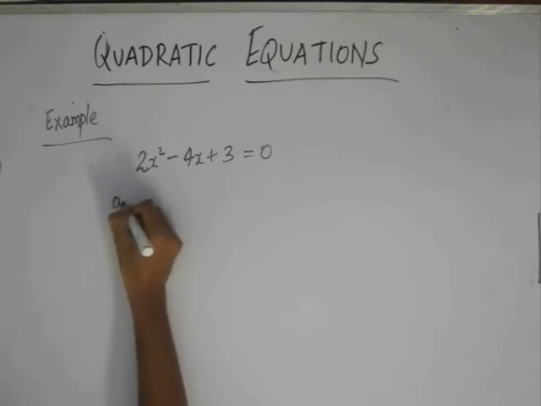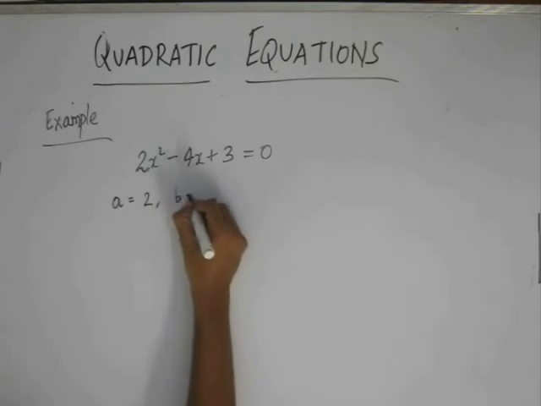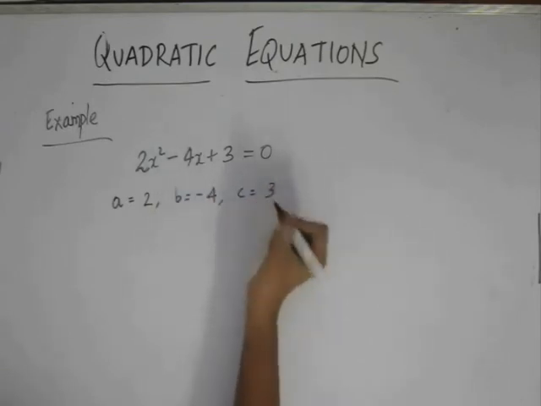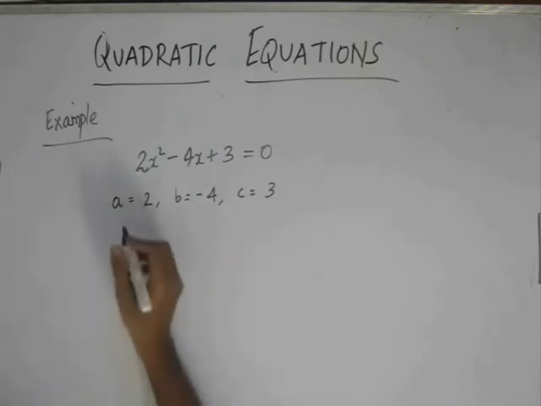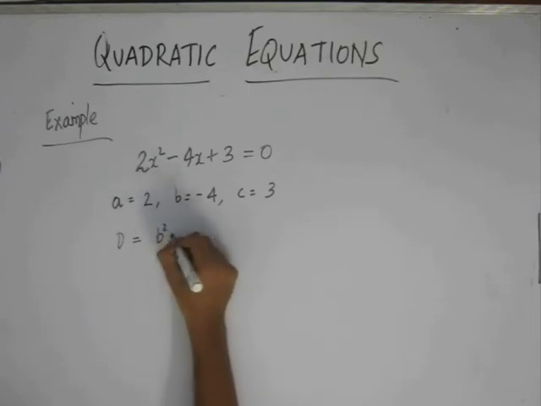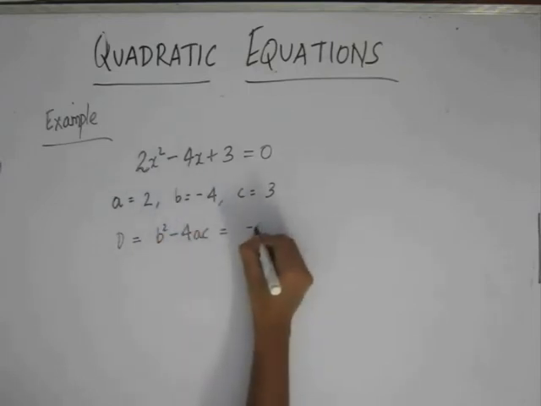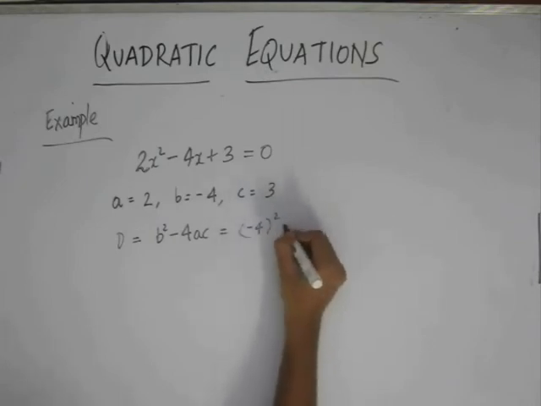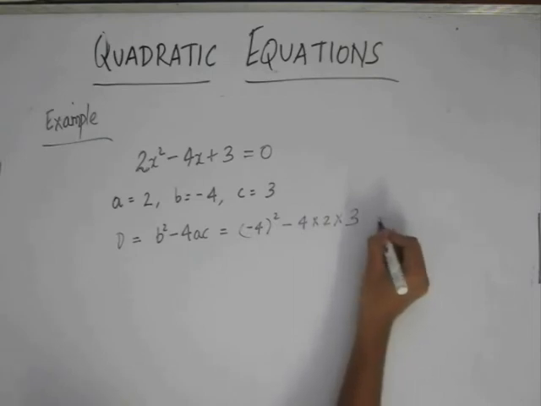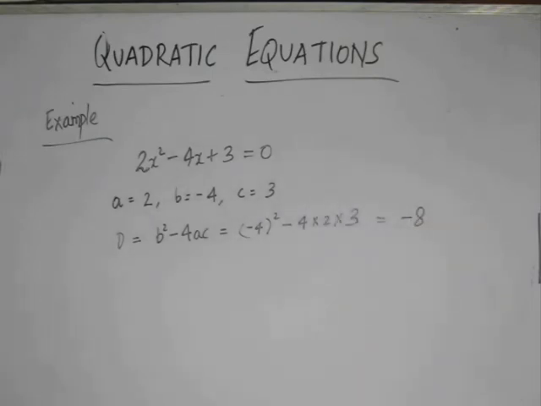In this case, from the general terminology, the value of a is 2, the value of b is minus 4 and the value of c is 3. As per our definition, the discriminant has a value of b square minus 4ac, and substituting here we find that the discriminant has a value of minus 8.